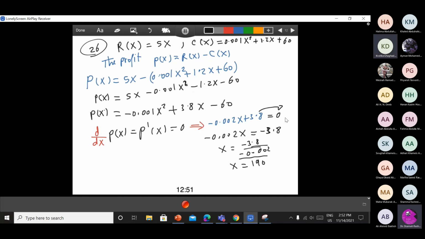1900. Double zero. Thank you. Okay, so this is x. How to check this one, maximum or minimum? I should have b double dash of x. If you don't like to write d squared b by dx squared, if you don't like this one, write this one.